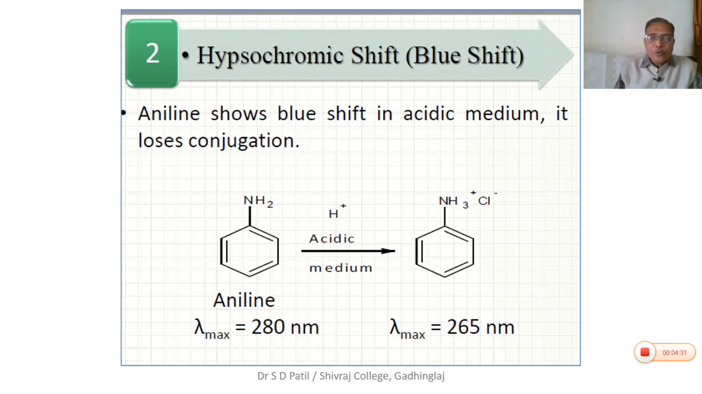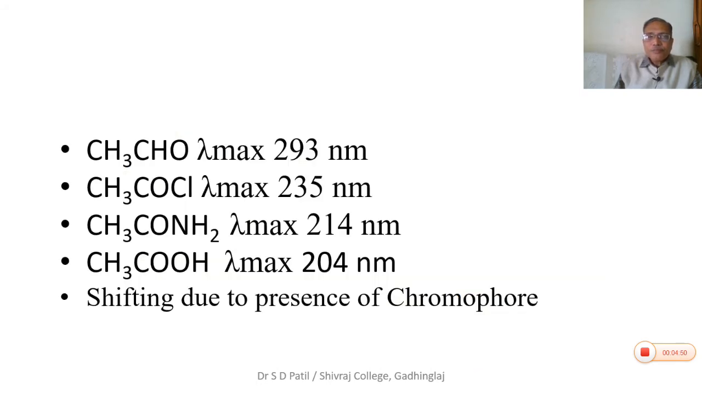Example of hypsochromic shift. Aniline shows blue shift in acidic medium because it loses conjugation. Aniline has lambda max 280 nanometers and aniline hydrochloride shows lambda max at 265 nanometers. So there is shifting to shorter wavelength, which is a blue shift.